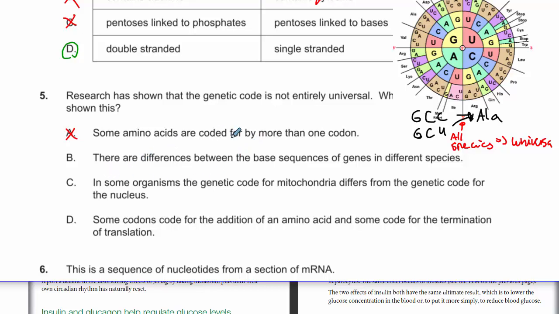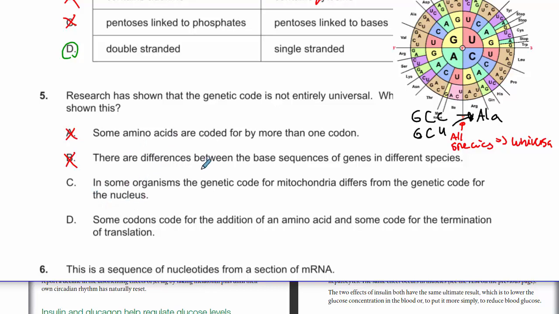B. There are differences between the base sequences of genes in different species. And this is also wrong. The reason is that if two species are different, it's because of anatomical, physiological, and morphological differences. And those differences are due to different proteins. And different proteins means different amino acid sequences. And that again means different DNA. So to have a different species, you need a different genome. So that's something else entirely.